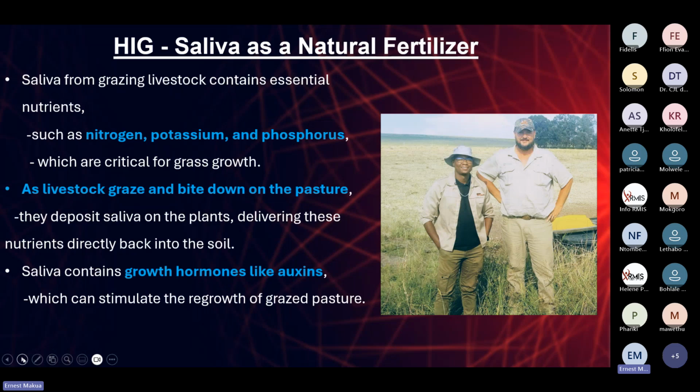So for the farmers who were to implement high intensity grazing, chances are you are going to have better growth of your grasses, and in the long run you're also going to have better body conditions of your cattle, because now you have a very well managed grazing method.